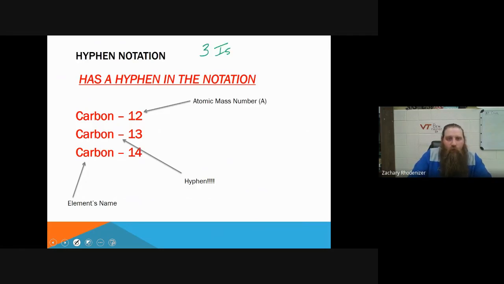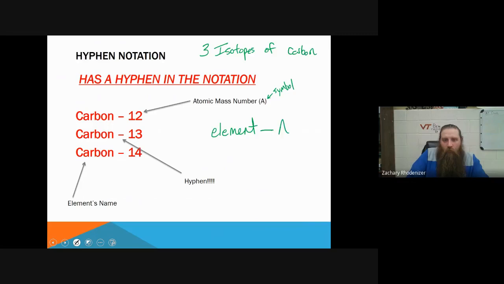These are 3 isotopes of carbon. We have carbon 12, carbon 13, and carbon 14. Okay, so you read it. You just read the word, and then you say the number. And the number is the atomic mass number. Now its symbol is A. So a generic form would be element hyphen A.